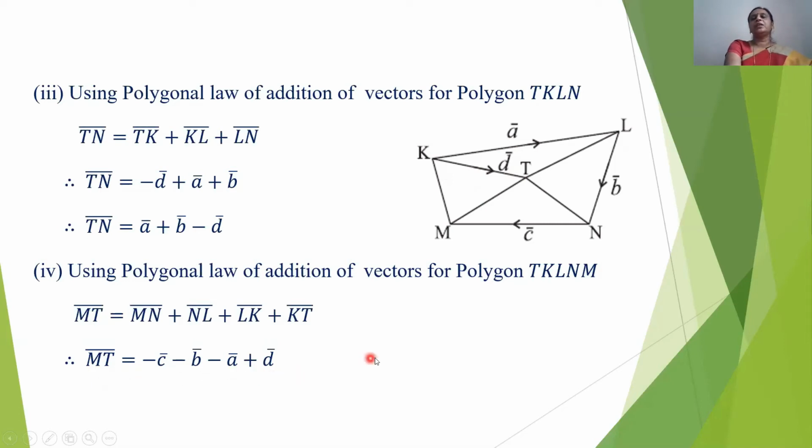In this way, we have found MT bar is equal to minus C bar minus B bar minus A bar plus D bar. In such type of problems, you remember that if you are going according to direction of that vector, then you write down that position vector as it is. But if we are going opposite to that direction of vector, then we have to change the sign of position vector. Okay. Then see the next problem.